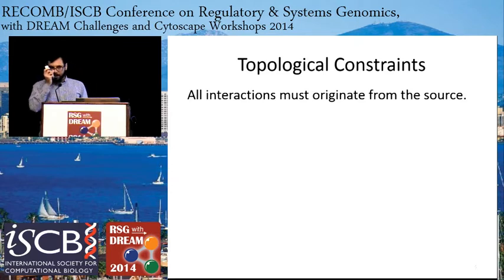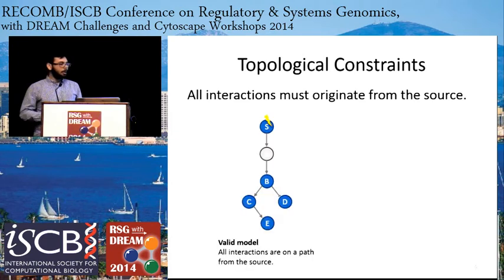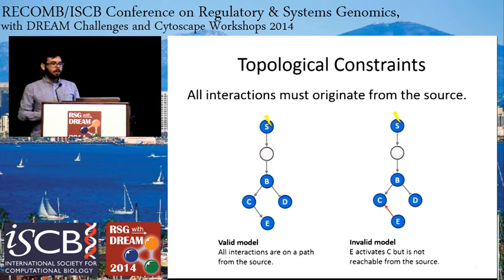In more detail, how do we produce these topological constraints? We say that all interactions must transitively be traceable back to the source. Here's a valid model where all interactions in our model are on a path from the source stimulus. An invalid model is one where you have an interaction, but the source is not actually on a path from the actual source of the pathway. So we'll be ruling out all models like the one on the right and be considering all models that satisfy this property.